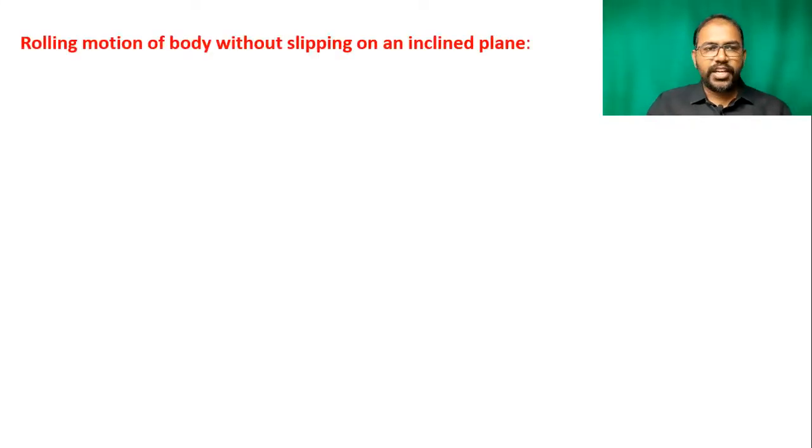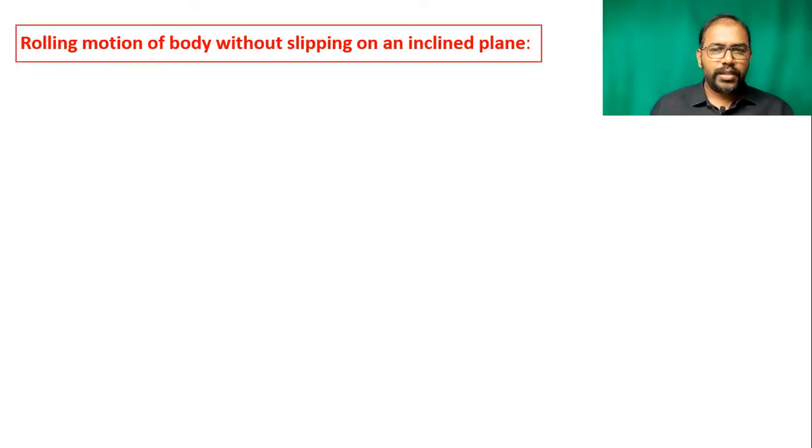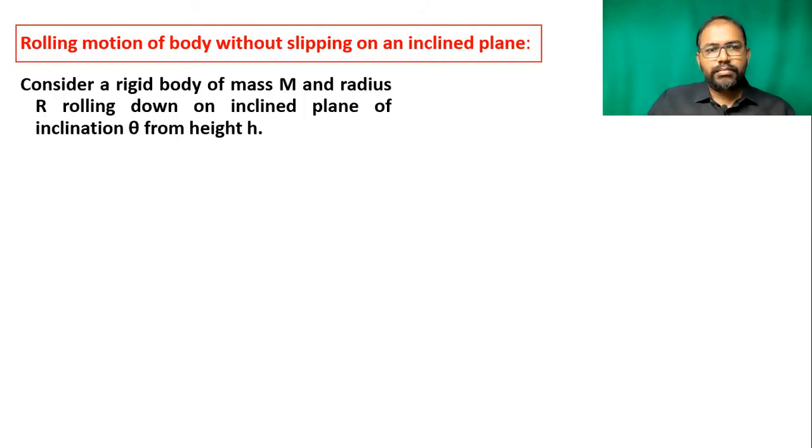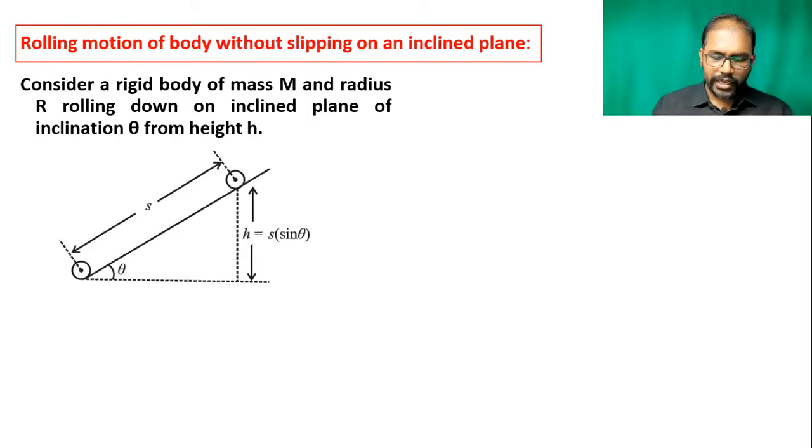Now we are going for the next article. The same motion we have to study: rolling motion of a body without slipping on an inclined plane. Again, we consider a body of mass m, radius r, rolling on an inclined plane with angle of inclination theta and height h. You can see a diagram. Now here the initial velocity of this body is 0. So when initially the body is at its highest point, or at height h, at that time the body has potential energy, and it is equal to mgh. This is the potential energy. Kinetic energy is 0 because its initial speed is 0.